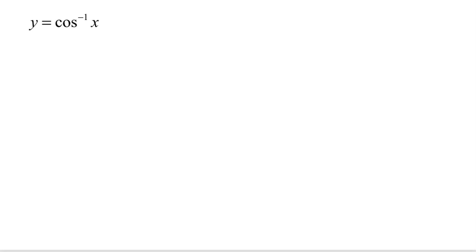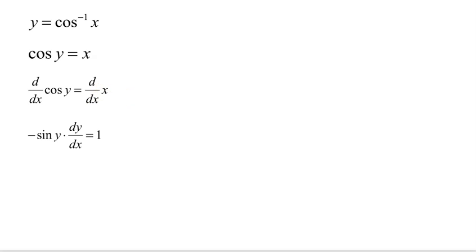Again, I'm going to appeal to implicit derivatives. So if y is the inverse cosine of x, that means cos y is x. Let's take the derivative with respect to x of both sides. The derivative with respect to x of cos y is the derivative with respect to x of x. Derivative with respect to x of cos y is negative sine y, dy/dx, using the chain rule. The derivative with respect to x of x, of course, is just 1. So now what I have is dy/dx will be 1 over negative sine y, or negative 1 over sine y.